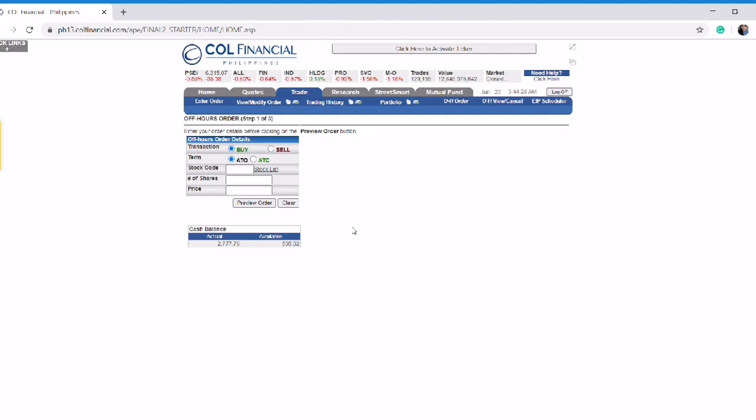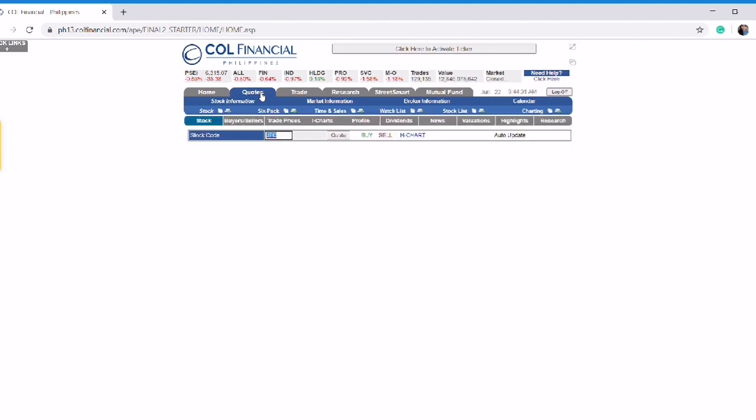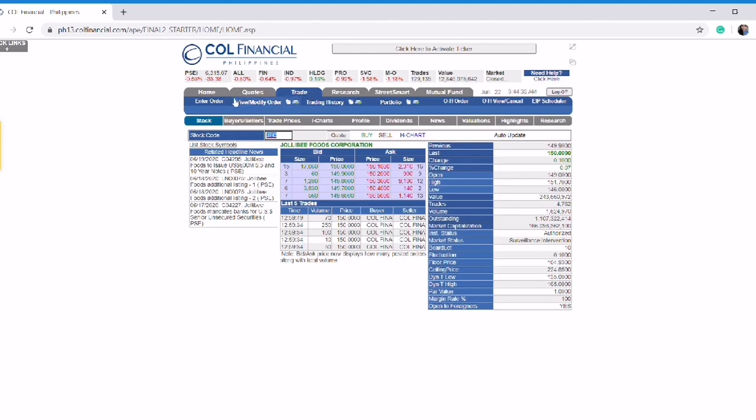Makikita mo din yung cash balance, available balance. Ang akin naman is, kung bibili kayo, dito na lang po kayo sa quotes. Huwag na lang po kayo pumunta ng trade at enter order, kasi sa quotes po makikita niyo agad yung bid and ask price. So, ito na po yung second topic na gusto ko pong i-share sa inyo.